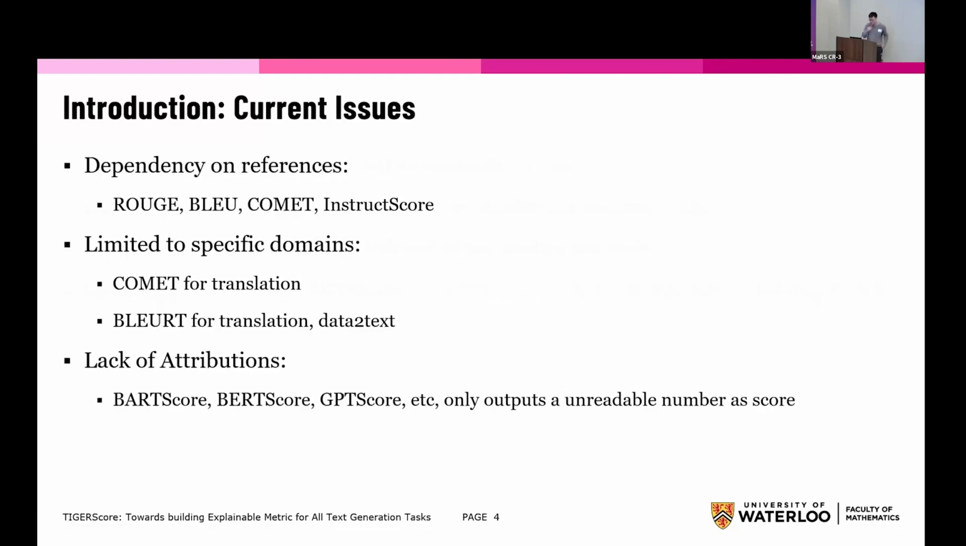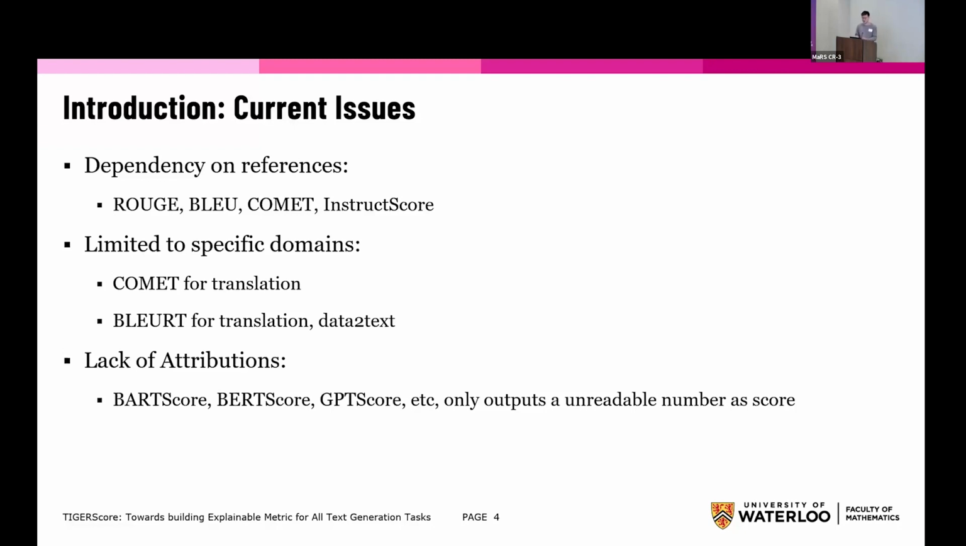The current metrics have mainly three issues. The first one is dependency on references. Automatic metrics like BLEU, COMET, or recent explainable metrics like InstructScore all depend on a reference to output a score, so that you can compute the correlation and evaluate the quality of the output.